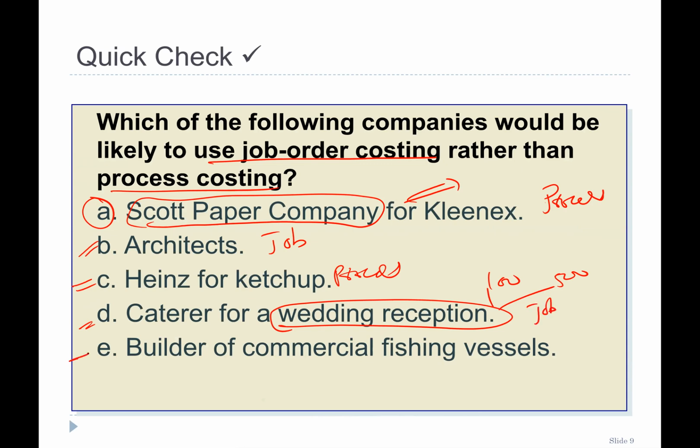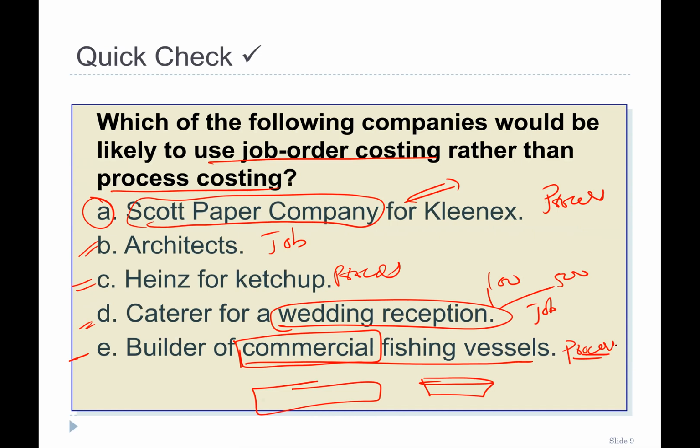E, builder of commercial fishing vessels. I think also job. Remember, commercial fishing vessels, commercial. So they are making the same size boats for commercial purposes, same size, same equipment, unless you customize for that one. So it is process costing, right? Not the job order costing.